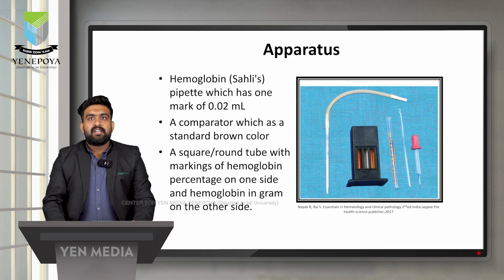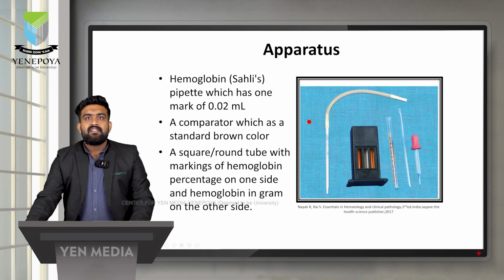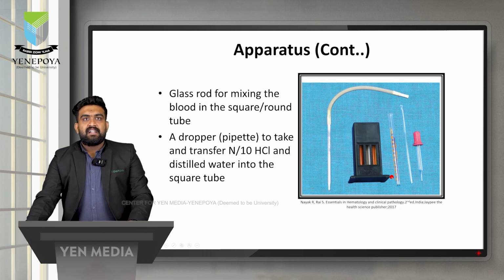The apparatus: the hemoglobin pipette. You can see the pipette here, which has a marking of 0.02 ml. So we have to collect the blood up to 0.02 ml. Next, this is the Sahli's comparator, which has a standard brown color on both sides. Next is the square or round tube, which has graduation marks on both sides. One side is marked in grams and the other side in percentage. The next one is a glass rod or stirrer, which is used for mixing the blood and the fluid. The next equipment is a dropper, which is used to add the N/10 HCl to the tube.